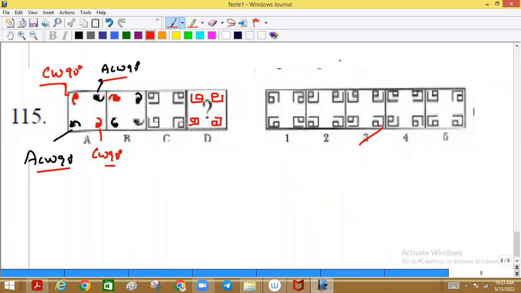1 forward, no, 2 forward, 3 backward, 2 forward, 3 backward. 3 means the triangle will be in that position. Your answer is 3. Okay, see the movement, how the triangle is moving. 2 steps and then 3 steps. First it moved 2 steps, then 3 steps, and then again 2 steps. Obviously, next one is 3 steps.